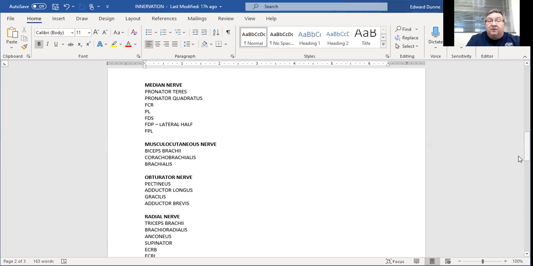Finally, the other muscle that is innervated by the median nerve is the flexor pollicis longus, the muscle that flexes the thumb. Pollicis means thumb, hallucis means big toe.